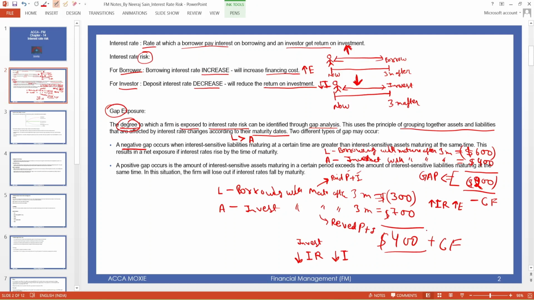The higher the gap, for example if this is $500, we will receive less interest as an income. Our income will decrease. It means the higher the gap, the greater the reduction in interest income, and our income will reduce. The higher the gap, our expense will increase as an interest, and here our income will reduce. Right? Okay.